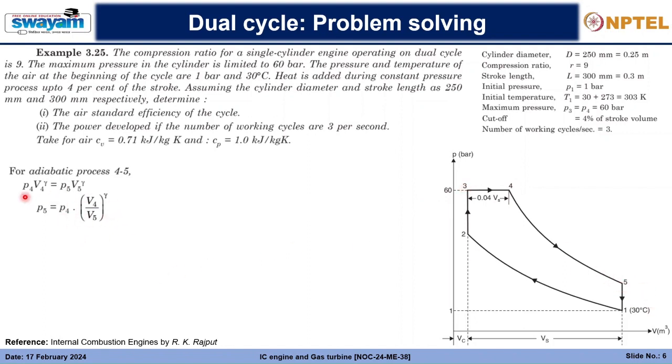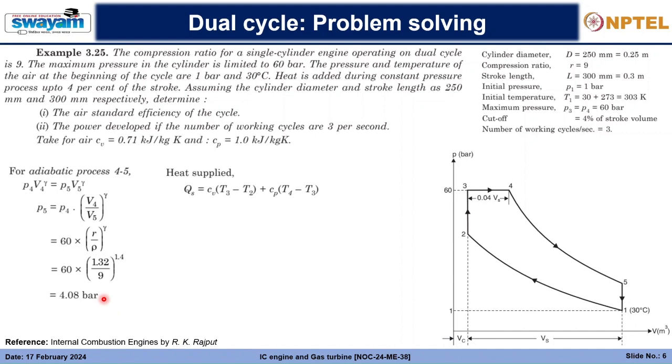So from here we will get the P5 value as V4 by V5. Again, V4 by V5 we have just calculated as rho by R, sorry, R by rho. And we can calculate what P5 is, which comes to 4.08 bar.